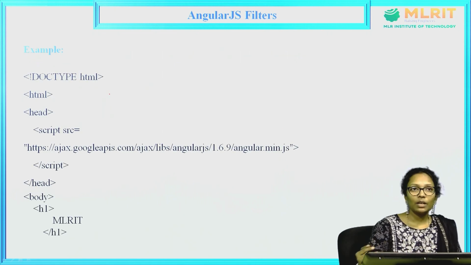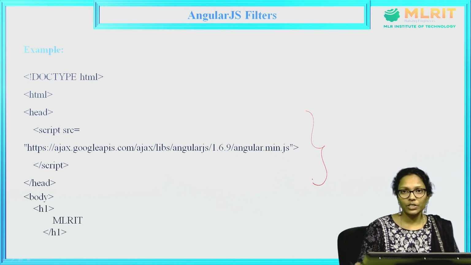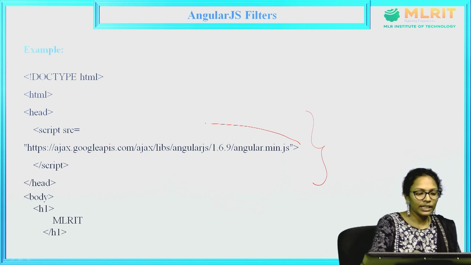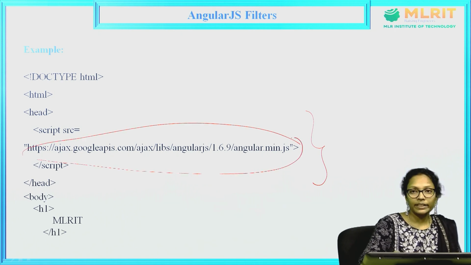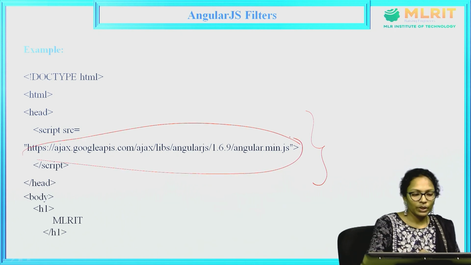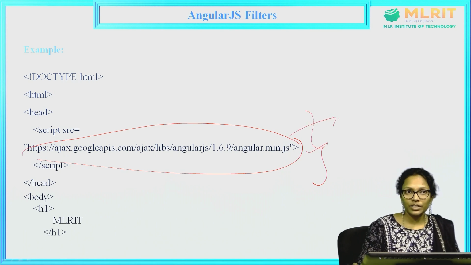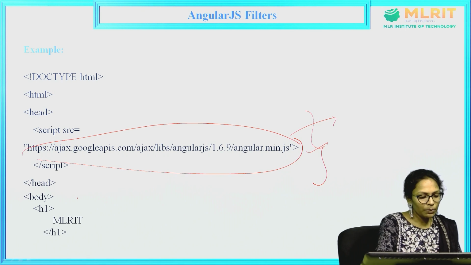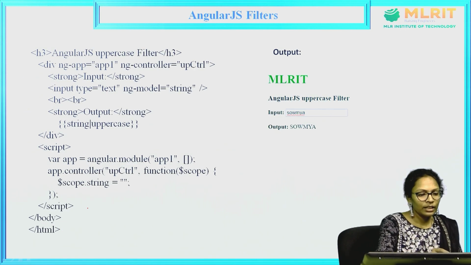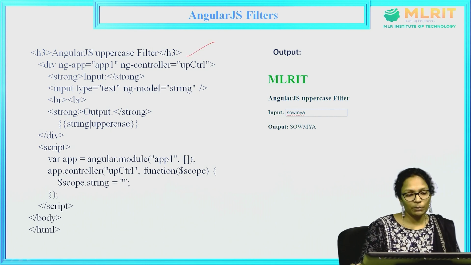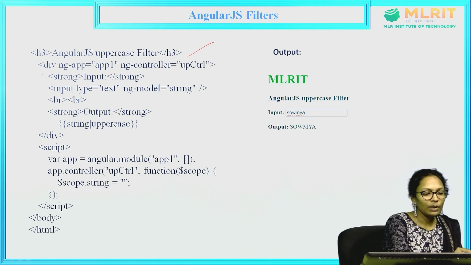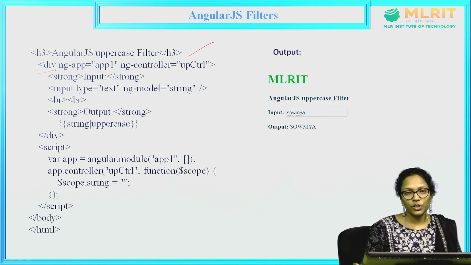This is an example for the uppercase filter. Of course, we know this code is mandatory to use the AngularJS library files. This is a CDN link which is available on the internet. If you have internet facility, then you can use this CDN link. This link will provide the AngularJS file libraries. In the body section, I'm displaying a heading, MLR IT, and then another heading, AngularJS uppercase filter, the name of the filter. Now I'm making a division for my AngularJS application.